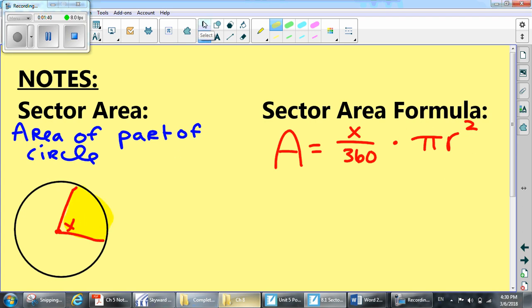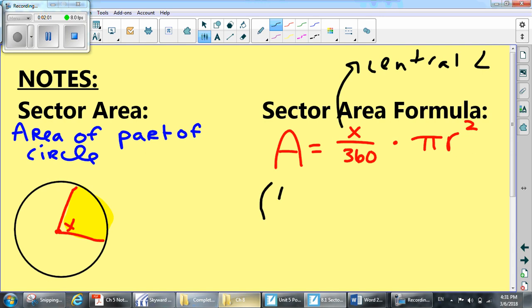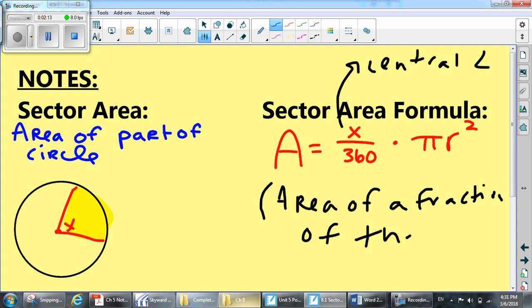So this area formula looks similar to our arc length formula. We're going to take x over 360. Again, this x, just like last time, stands for your central angle measure, times pi r squared. Your sector area formula is really just the area of a fraction of the circle, right? It's just one little slice of pie.